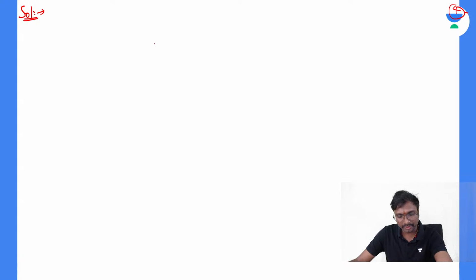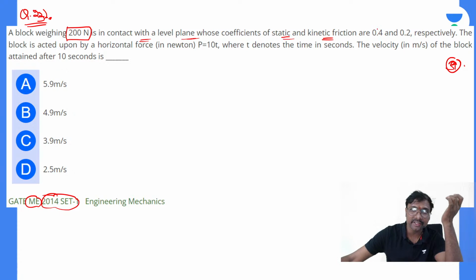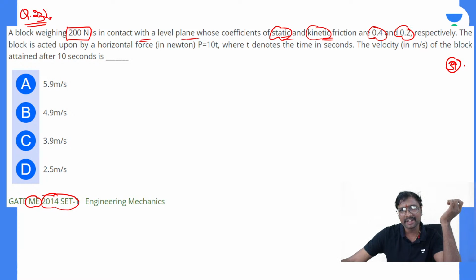So what do you have here? A block weighing 200 newtons is in contact with a level plane whose coefficients of static and kinetic friction are given: static friction is 0.4 and kinetic friction is 0.2. Kinetic means it is related to motion, and static means it is not related to motion.